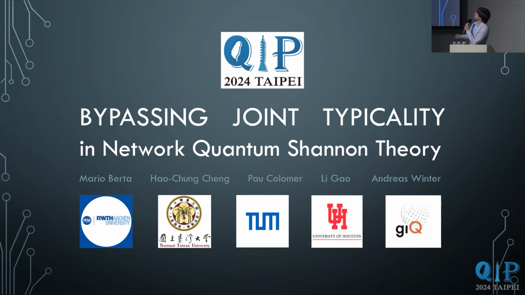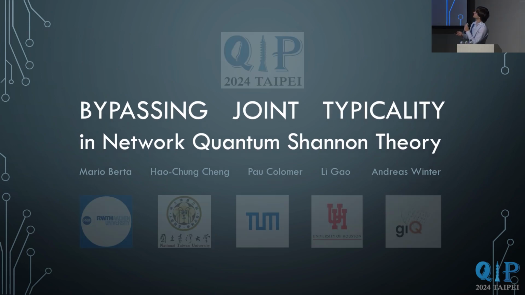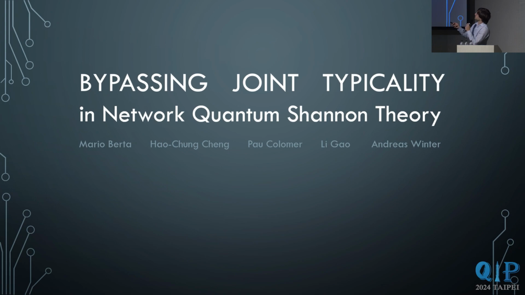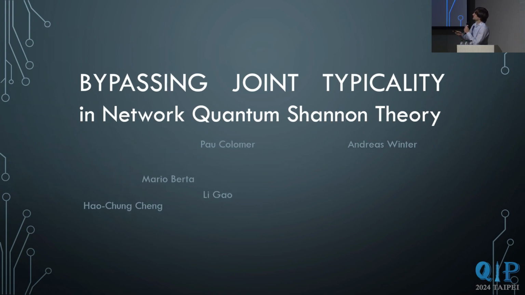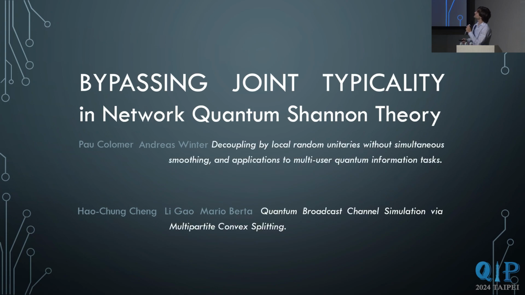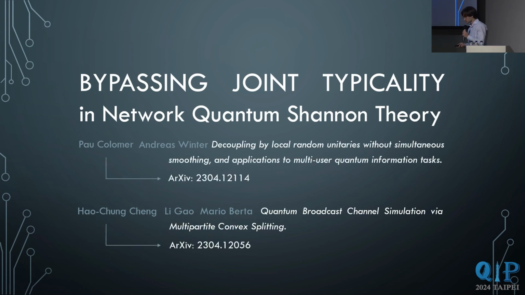So we've named this work bypassing joint typicality in network quantum Shannon theory, but this work truly emerges from two other independent projects that were conducted by these two different groups, and they had different goals, and happened to stumble upon the same problem and solved it in a very similar manner. So this fundamental similarity between both of the works made us coordinate and present this joint submission to QIP that I'm presenting right now.